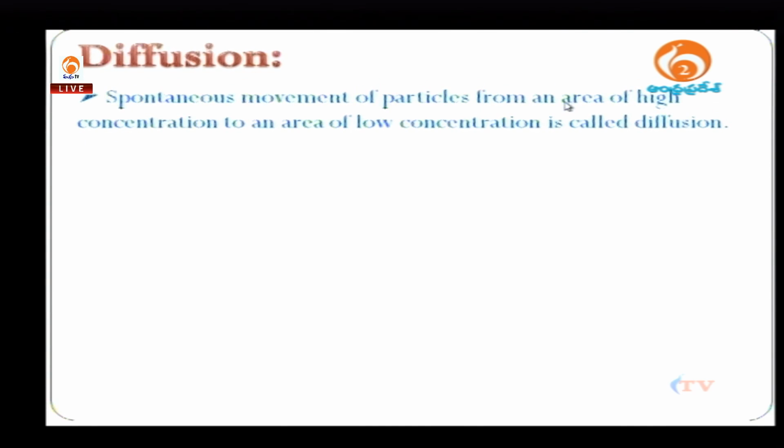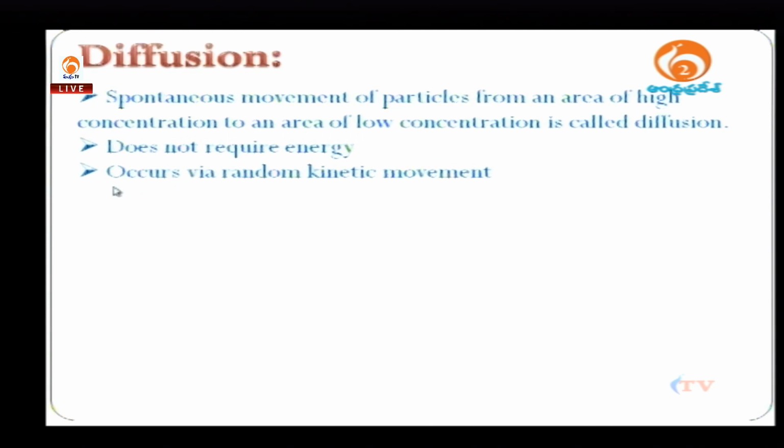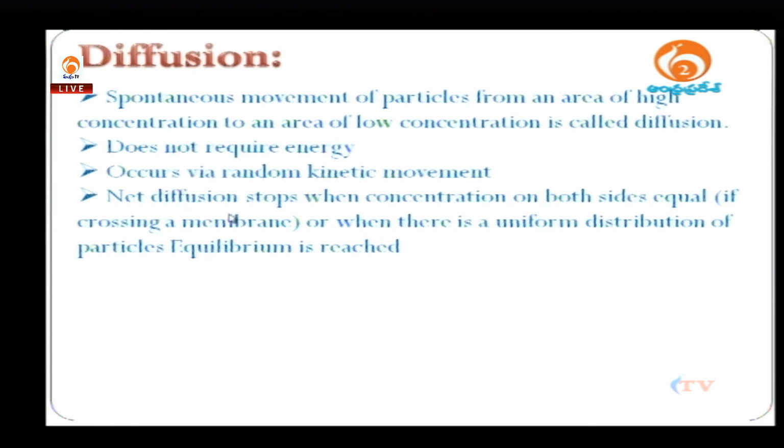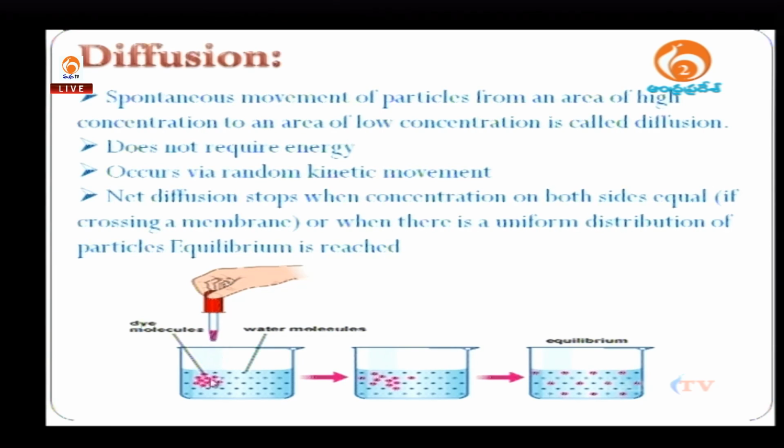Diffusion is the spontaneous movement of particles from an area of high concentration to an area of lower concentration. It does not require energy. It occurs through random kinetic movement. Net diffusion stops when the concentration on both sides is equal, or when there is a uniform distribution of particles. Equilibrium is reached when crossing membranes. Like this is the mixing in water, and slowly observe how the particles spread, and in this beaker the particles have spread throughout.